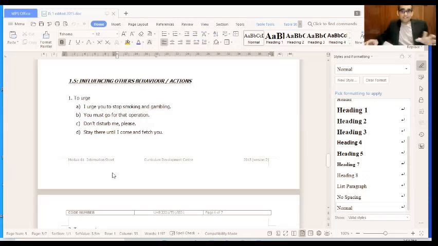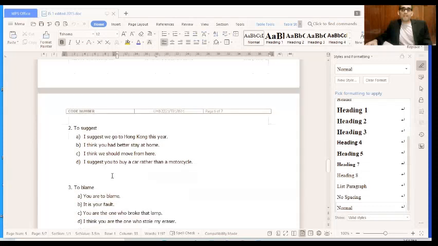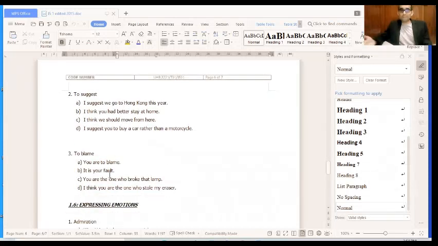So these are the statements. So the word urge is the function of language forms. Let's move on to the next example.